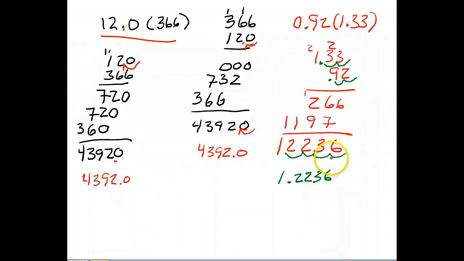1.2236, which should make sense to you because you're multiplying a number like 1.33 by a number that's less than 1. Therefore, your answer should be less than 1.33, because 1 times 1.33 would give you 1.33. So this is going to be less than that, and that answer makes sense. So really, again, multiply the numbers and then manage your decimals. I hope that helped.